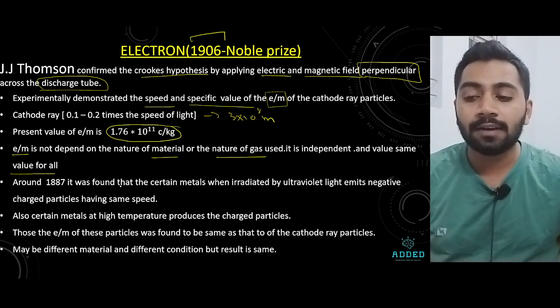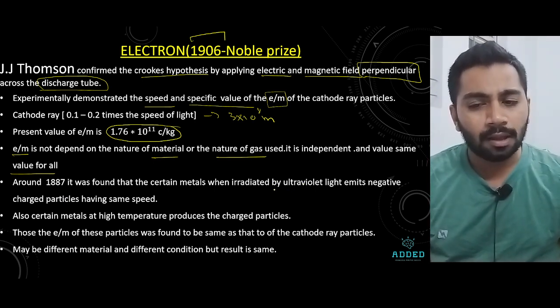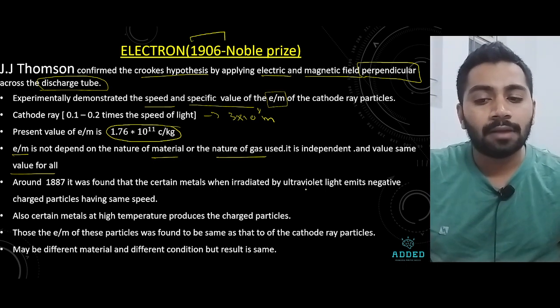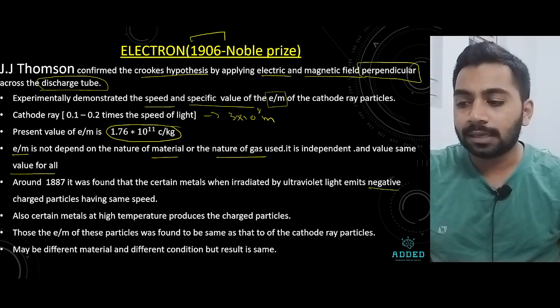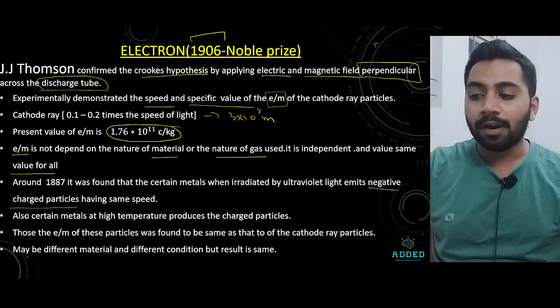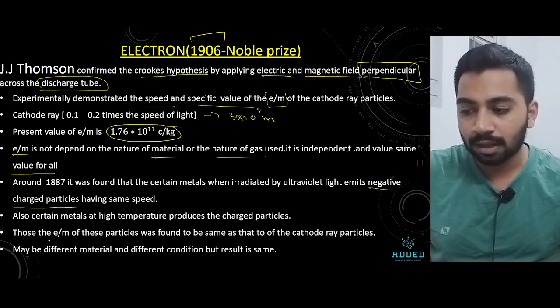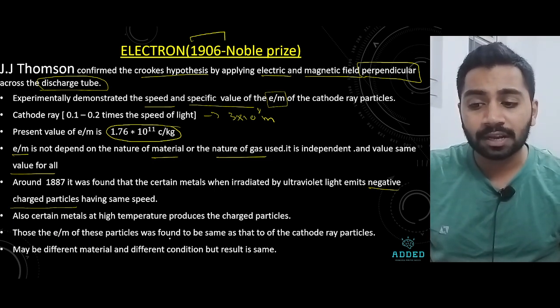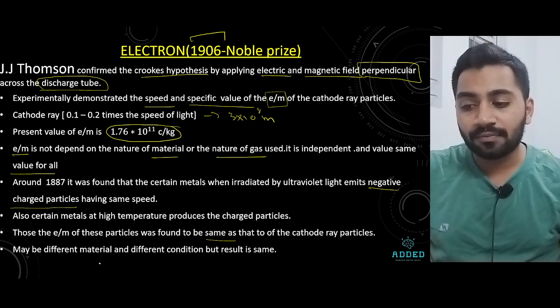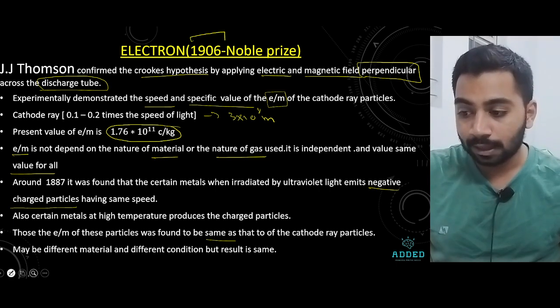Around 1887, it was found that certain materials, when irradiated by ultraviolet light, emit negatively charged particles. Also, certain materials at high temperature produce charged particles. Thus, the e/m of these particles is found to be the same as that of the cathode ray. Maybe different materials and different conditions, but the result is the same.